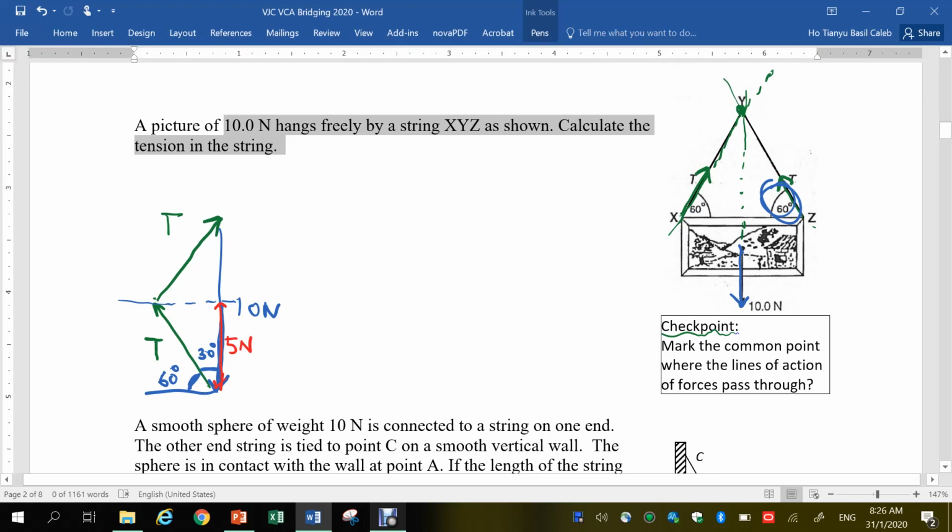So if you look at this triangle, we can use cosine 30 degrees. What is it? It is actually 5 newtons over T. If we want to find the value of T, T is 5 over cosine 30 degrees. Well, the rest is just math, so I shall not bore you. Answer is actually 5.77 newtons. Done. It's a very simple example to illustrate how to find values.